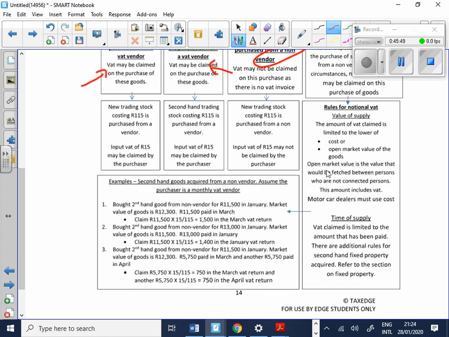PP&E, not too tricky. You've got depreciation that's worked out and you've got your capital allocation with regards to your estate.